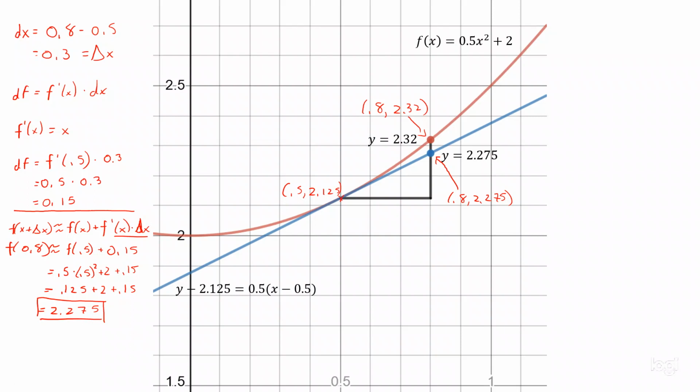This blue line is our tangent line, and if I use the point-slope version of a tangent line, that's y minus y1, y minus 2.125 equals the slope, 0.5, times x minus x1, where x1 is 1/2. So this is our tangent line. And if we approximate our function with a tangent line, we pretend our red line is actually the blue line, we approximate f of 0.8 to be 2.275. If we just plugged 0.8 into our function, we would get 2.32.